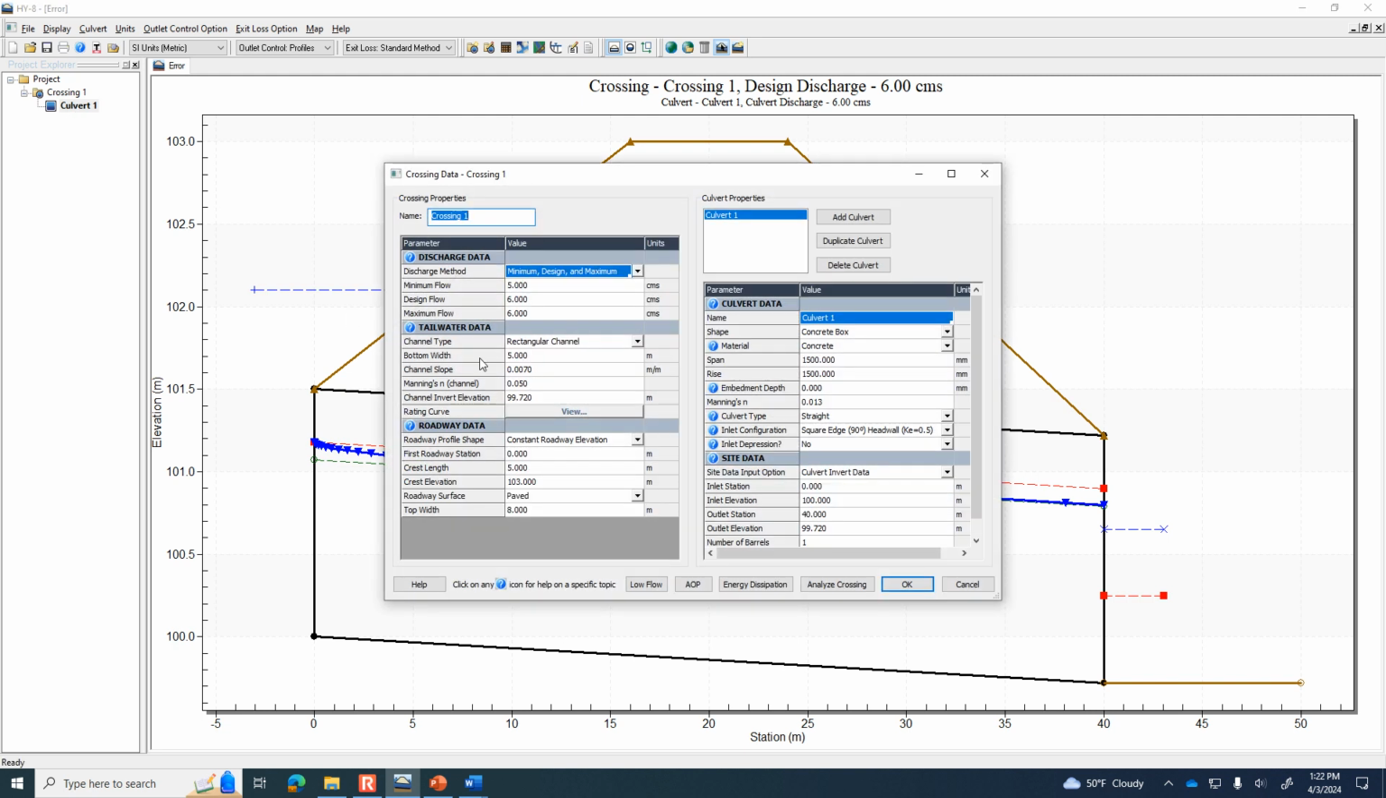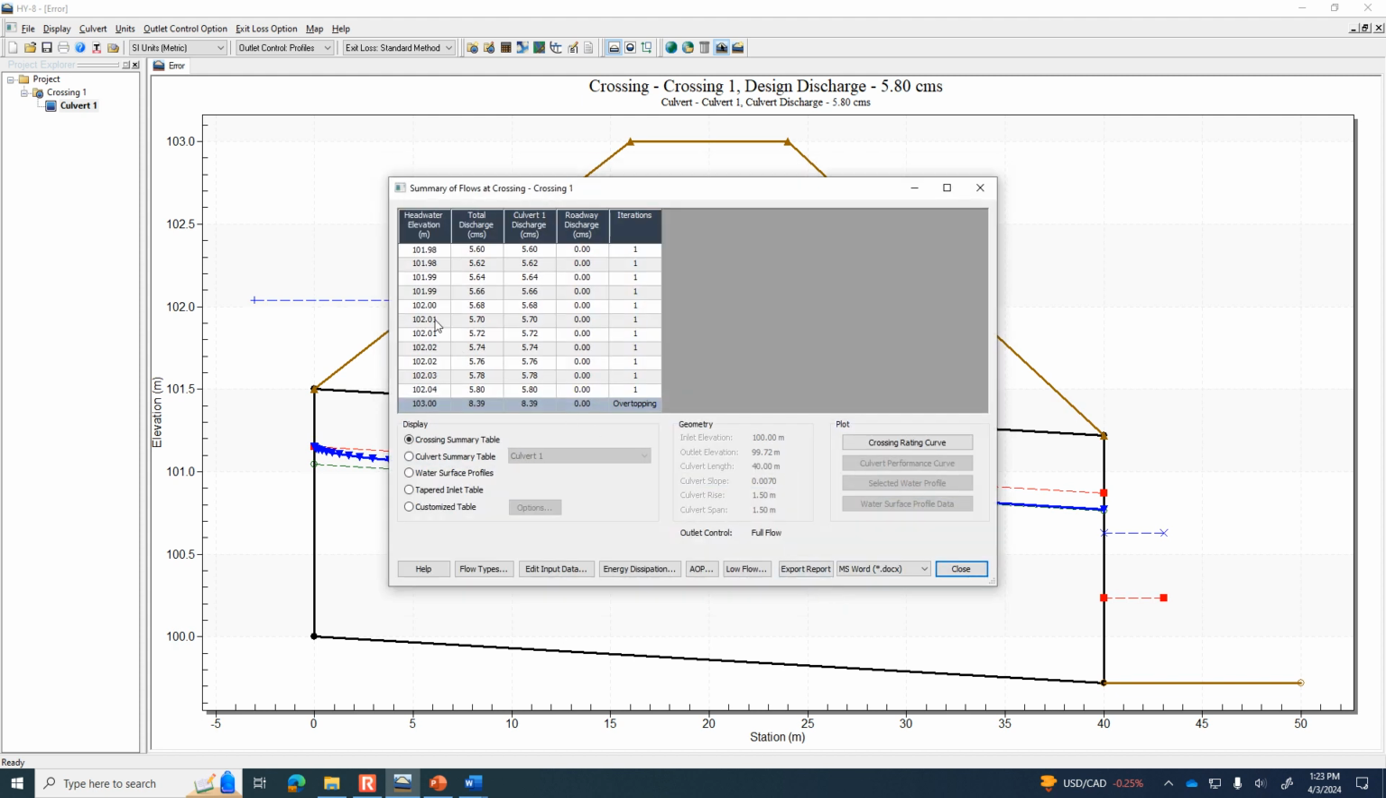Okay, so if we have the minimum being 5.6 and the maximum being 5.8, and have it analyze the crossing again, here it is exactly. 102 headwater elevation is associated with the discharge of 5.68 cubic meters per second. All right, so we've answered part A. So Q equals 5.68 cubic meters per second. And this was through a 1.5 meter by 1.5 meter culvert.